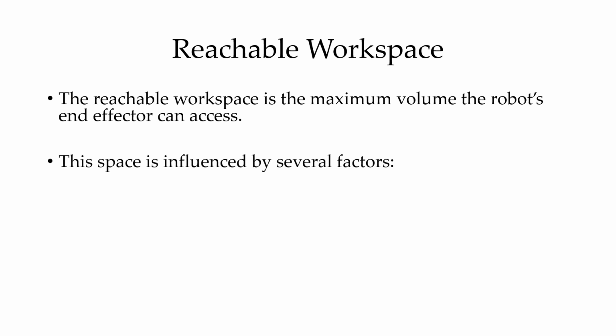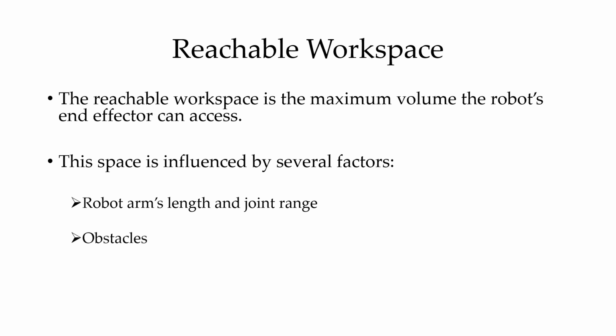This space is influenced by several factors. The first one is the robot's arm length and joint range. Every link has a particular length, and the reachable workspace is limited by the arm's length and joint range. What do we mean by joint range? There is a particular range in which the joint can move. That is what we call joint range.